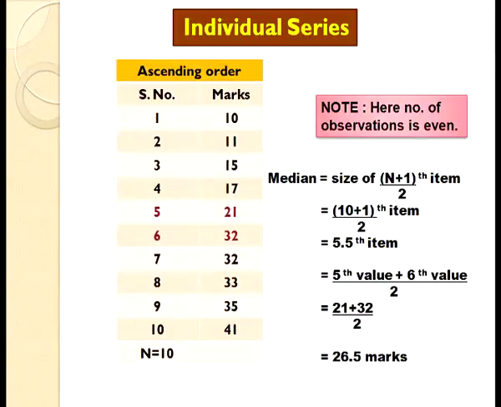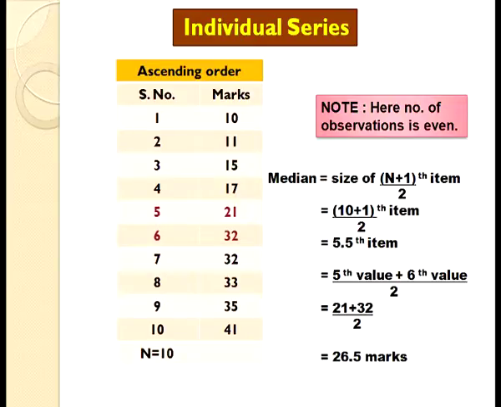In this case, the very first step is the same. We arrange the data in ascending order. Then we write the formula, again the same: median is equal to size of (n plus 1) by 2th item. Now n has changed from 11 to 10, so we put the value 10. (10 plus 1) by 2th item gives the 5.5th item.